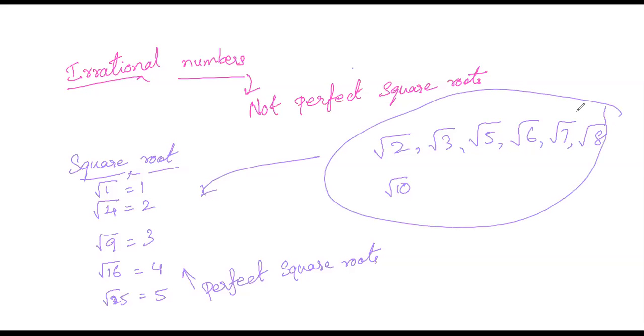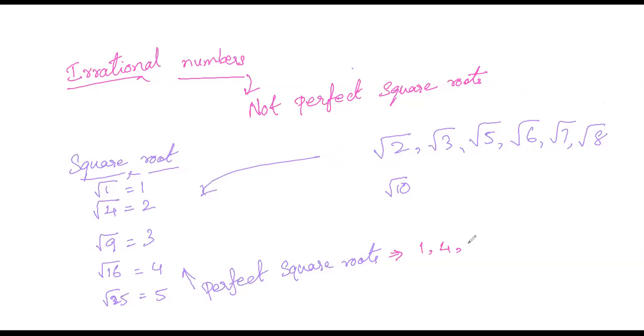They are not even numbers? No, not like that. Many of them are odd numbers? No, it's not about odd and even. It's about square numbers. It's not a perfect square root. I will tell you what the perfect squares are: 1 square, 2 square, 3 square, 4 square, 5 square, 6, 7 square, and then it goes on: 64, 81, 100, and what else?